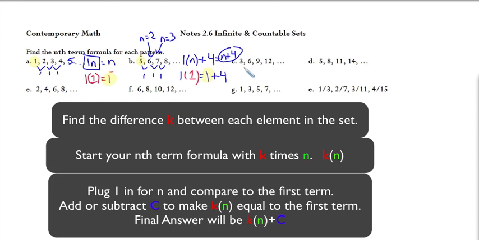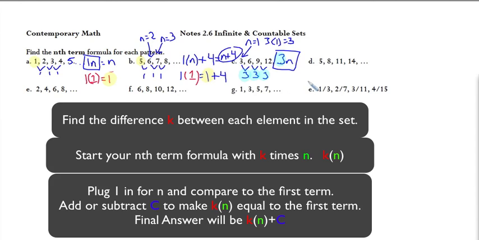Alright, let's try another one. Letter C. So here, let's find our differences. This is plus 3, plus 3, plus 3. So if we do 3 multiple times here, we're going to multiply n by 3. Hopefully you're picking up on that, that whatever the repeated multiple is becomes the coefficient of n. Now the next step is to see what do we have to add or subtract. So again, here n equals 1, and if I plug 1 in for n, I get 3 times 1, which is 3, and I don't have to add anything to get to 3, which is my first term. So I just leave it there.